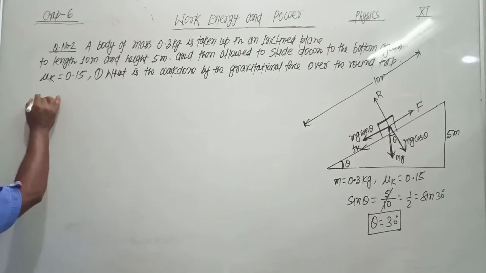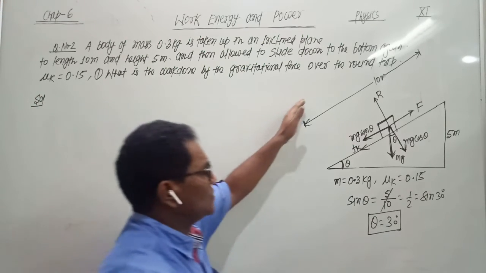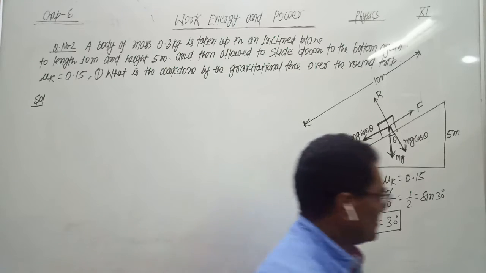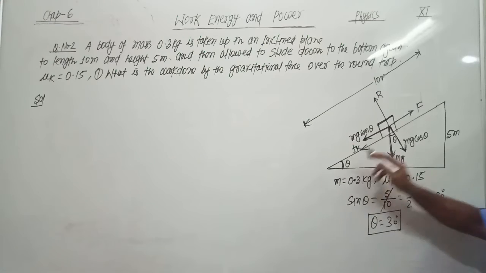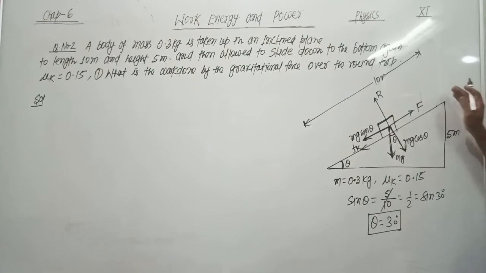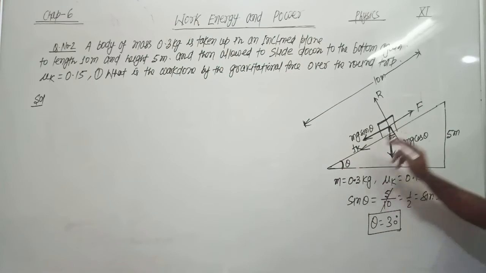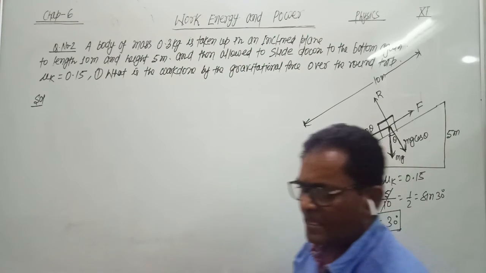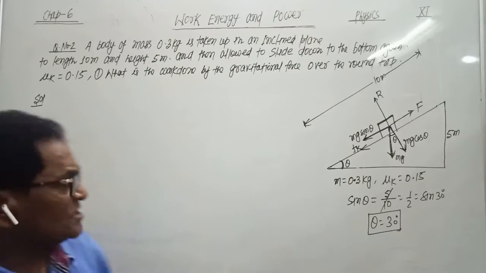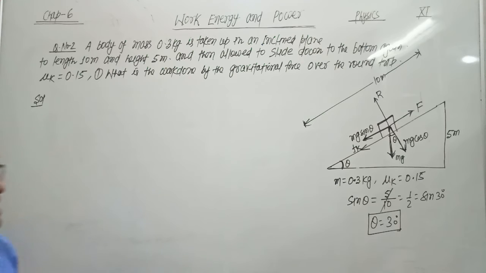Now we have to calculate the work done by the gravitational force over the round trip. This means the work done in taking the body from bottom to the top and then returning from top to the bottom. This is the work done by the gravitational force over the round trip.